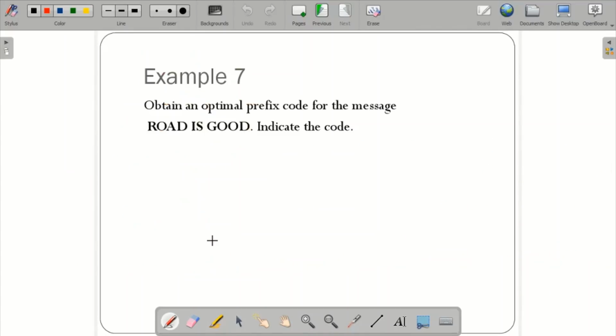Next we have example 7. Find the optimal prefix code for the following message: road is good. Indicate the code.